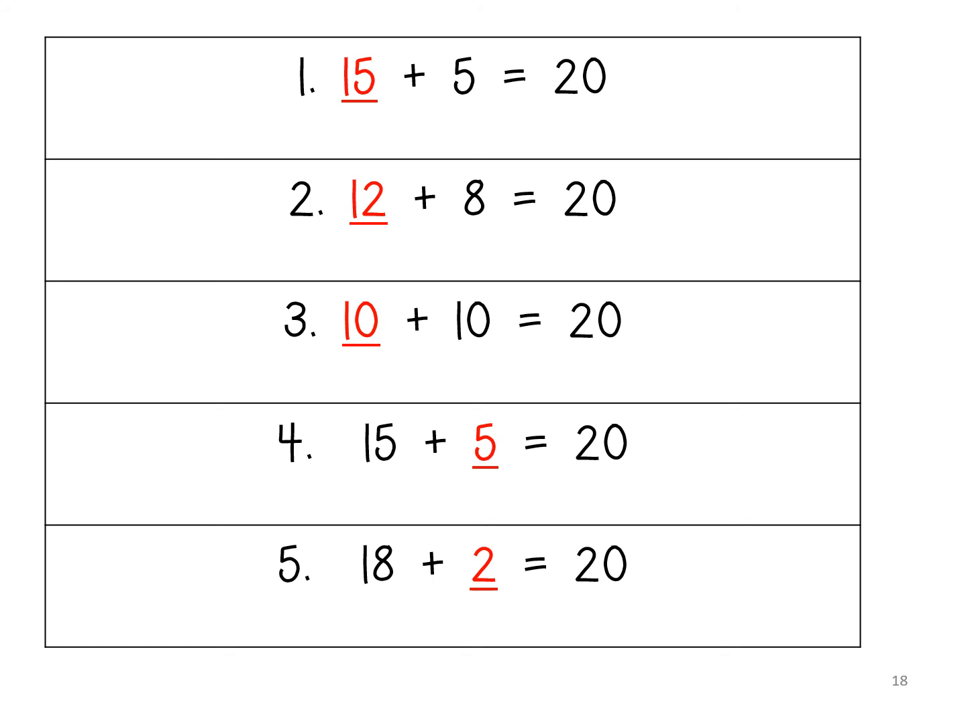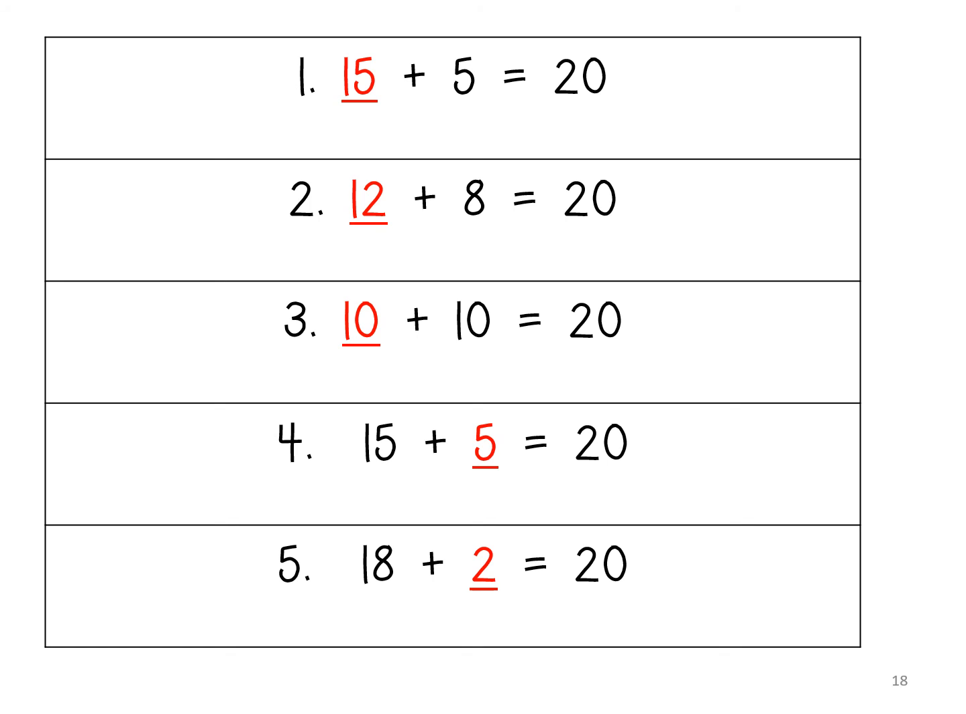Now let us see how we have got our answer for number 2. 20 minus 8. Let's count, boys and girls. You can use your fingers. 20, 19, 18, 17, 16, 15, 14, 13, 12. Yes, that is how we got 12.